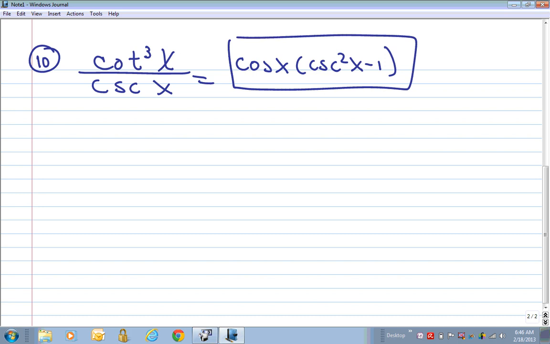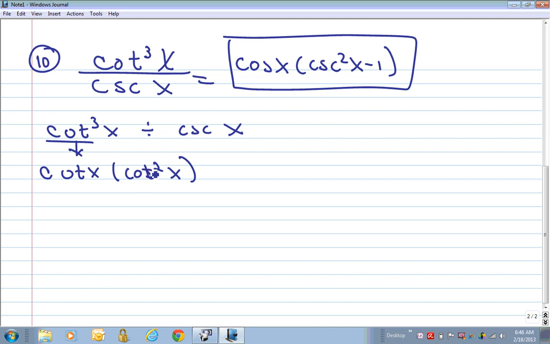Alright, so again I'm going to put a box around the right side and see if I can change the left into that. The first thing I'm going to do is whenever I have a fraction bar, 90% of the time I write it as old-fashioned division, and that's what I'm going to do. So I'm going to make it cotan cubed x, old-fashioned division, cosecant x. The next thing I'm going to do is factor out one of my cotans. Since there are 3 of them here, I can write it as cotan x times cotan squared x. Oops, cotan squared x. I did that because then I can use my Pythagorean identities. If I don't have a squared, I can't do that. I'm still going to say divided by cosecant x.